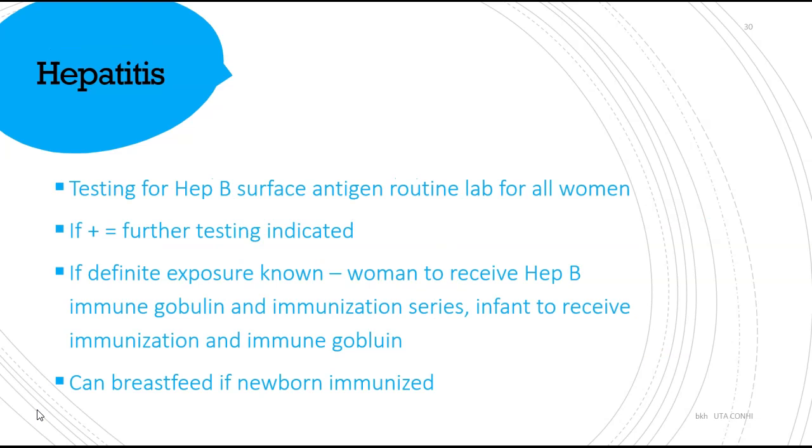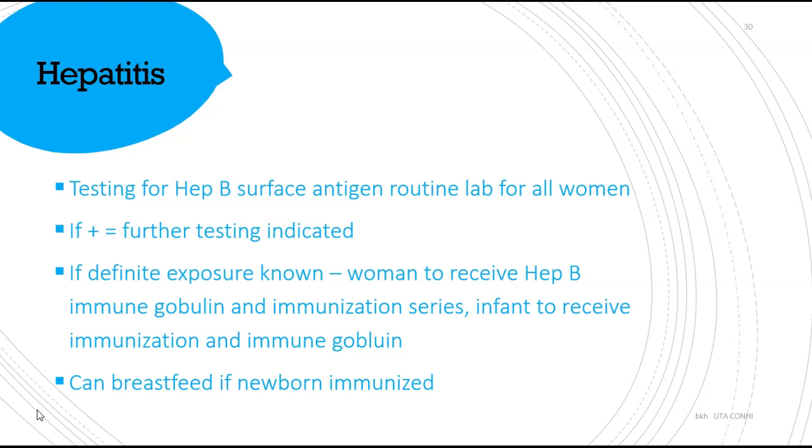Hepatitis, the main one that we're concerned about in pregnancy is hepatitis B. Like we said, we test for the hepatitis B surface antigen in all of our pregnant women if they're getting prenatal care. If that's positive, we tend to do more testing to find out if she's a carrier, if this is a recent infection, if she's actively infected.